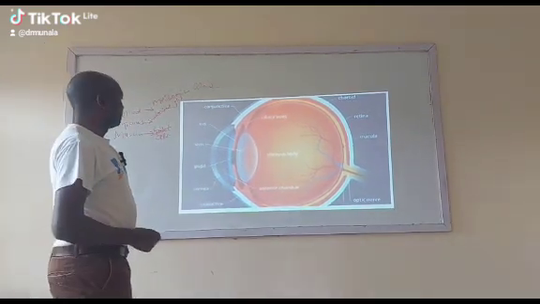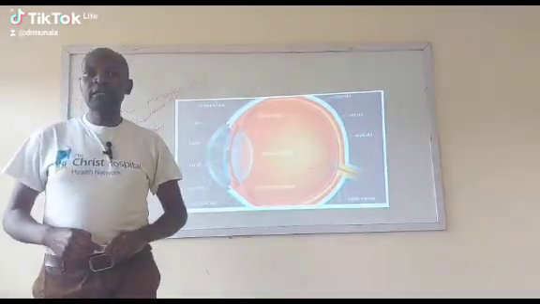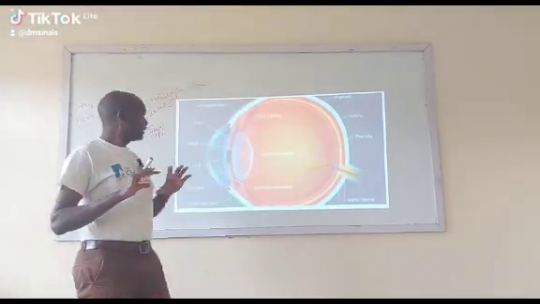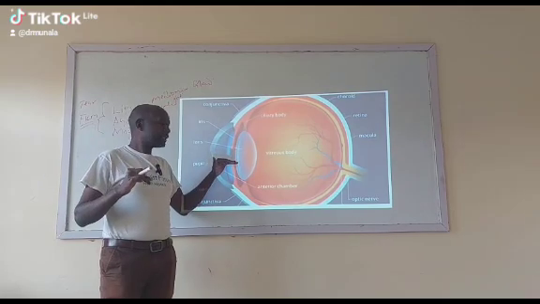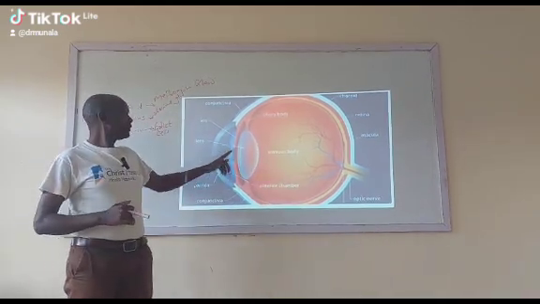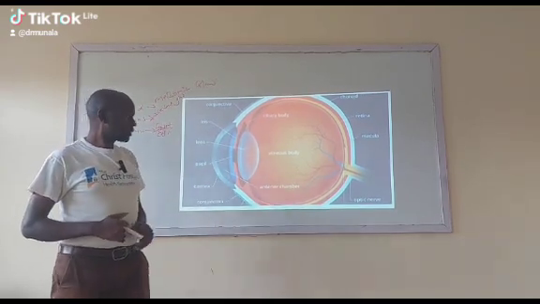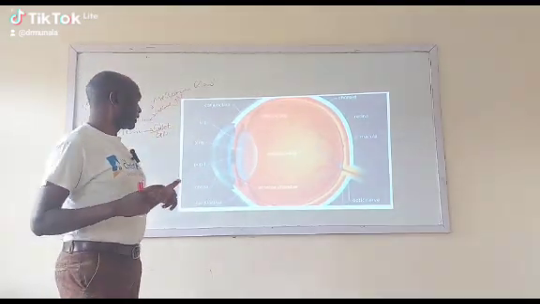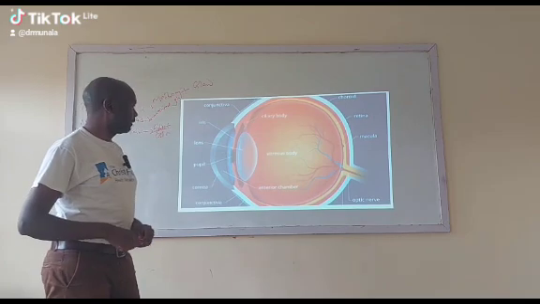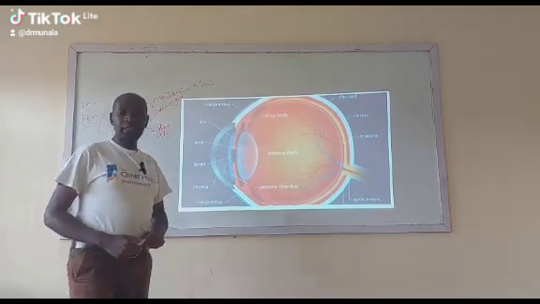And then this space you see in between here is what we call the pupil. The function of the pupil is to regulate the amount of light that is entering the eye. And the pupil itself is made up of the iris. This iris has muscles that contract or relax to regulate the amount of light that is entering the eye. So we have seen the anterior chamber and the posterior chamber contain the aqueous humor.